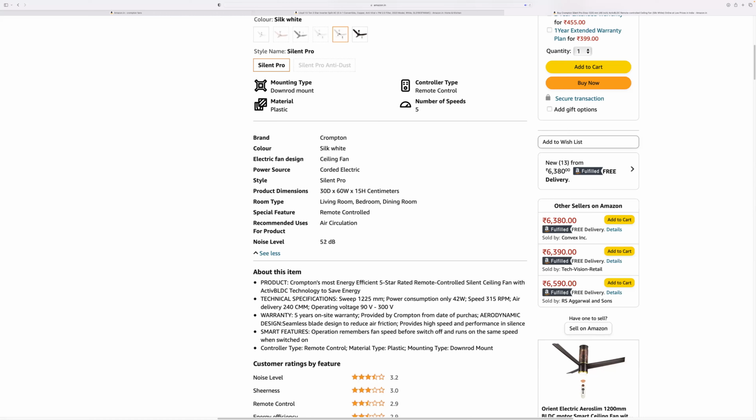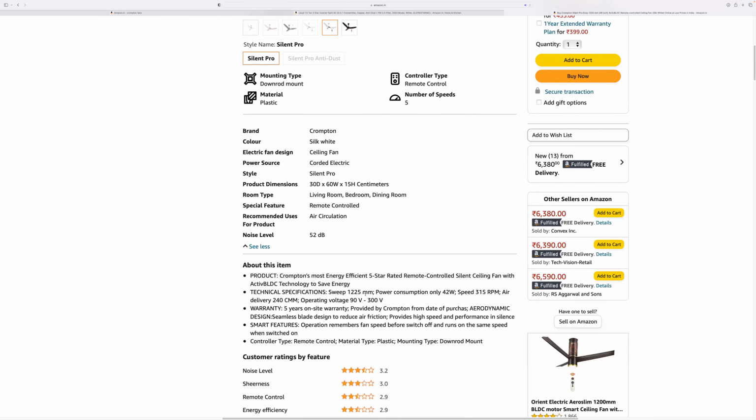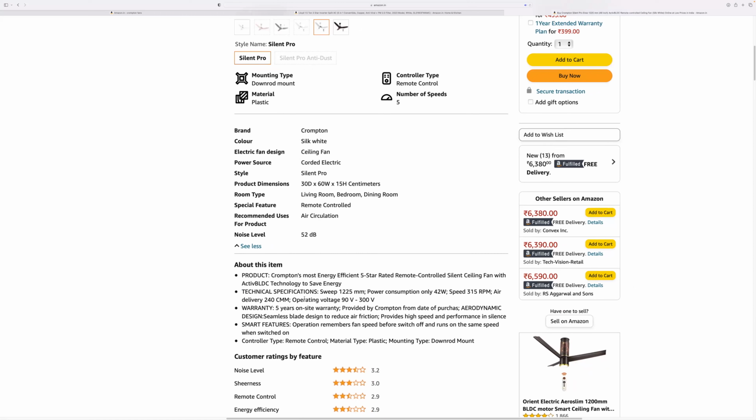So you're able to hear some sound. So when you switch off everything, if you concentrate on this, you'll be able to hear some noise. So that's something they're trying to talk about. So similarly, you look at the product, no? So sweep, I don't know what is sweeps, I'm sorry. Power consumption only 42 watt.